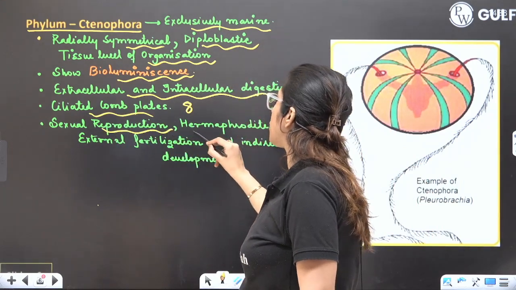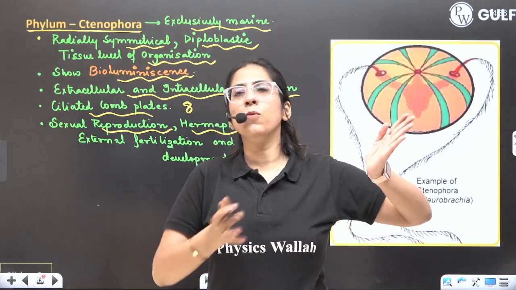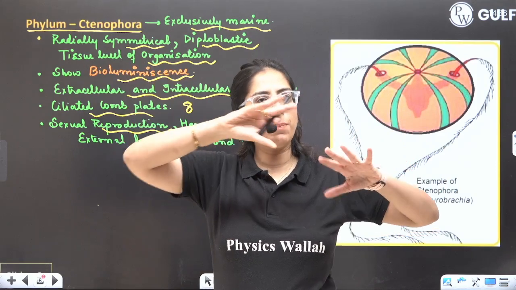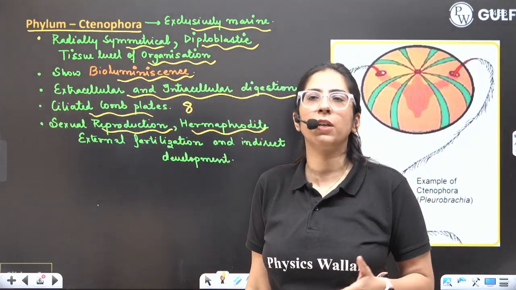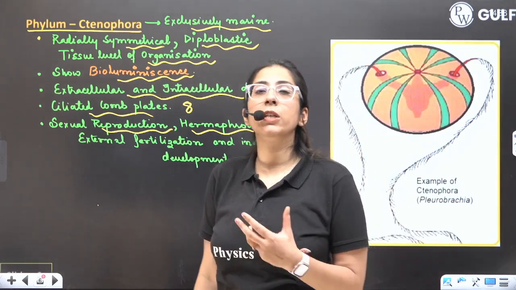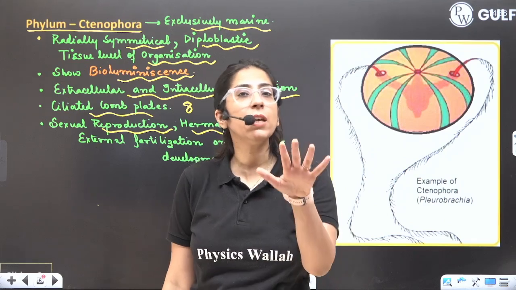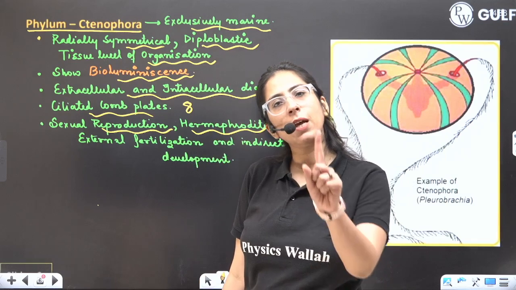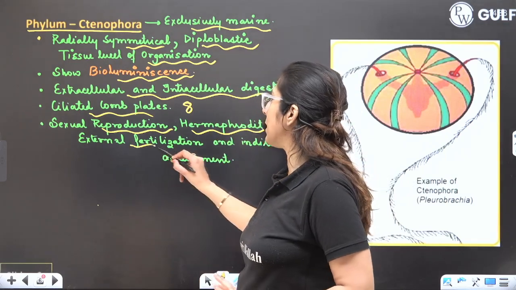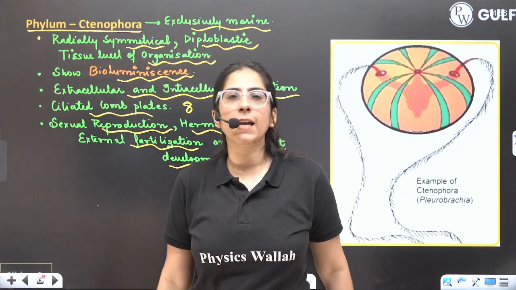Sexual reproduction, hermaphrodite. Yes, they show sexual reproduction. See, as we move towards the modern organism, from asexual to sexual reproduction comes. Because you know, there are benefits of sexual reproduction. Sexual reproduction leads to variation, and variation is important for the stability of an ecosystem. Hermaphrodite means both the sexes are present within the same individual. External fertilization, indirect development. Let's talk about the examples.